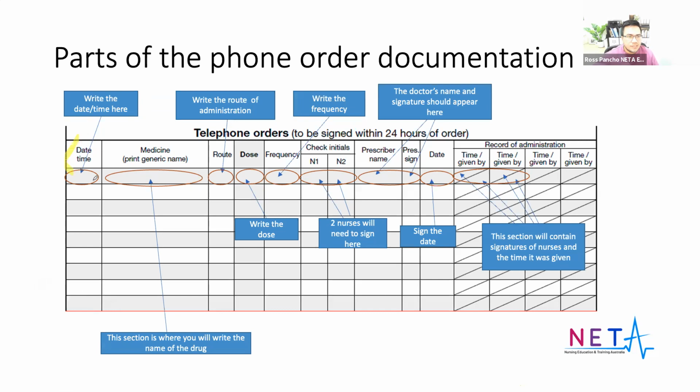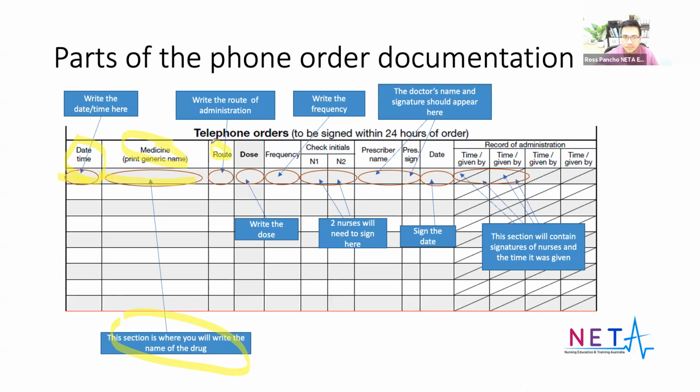So the first one, guys, is date. You can see the date in here. So when I do a telephone order, which we'll show you later, this is where you write the date of the medication. So whoever's doing the phone order will now ask for whatever the medication order is. And it has to be written in what? In generic name. You can see the sections right in generic name. The nurse who's going to be receiving the phone order will have to write it around here.